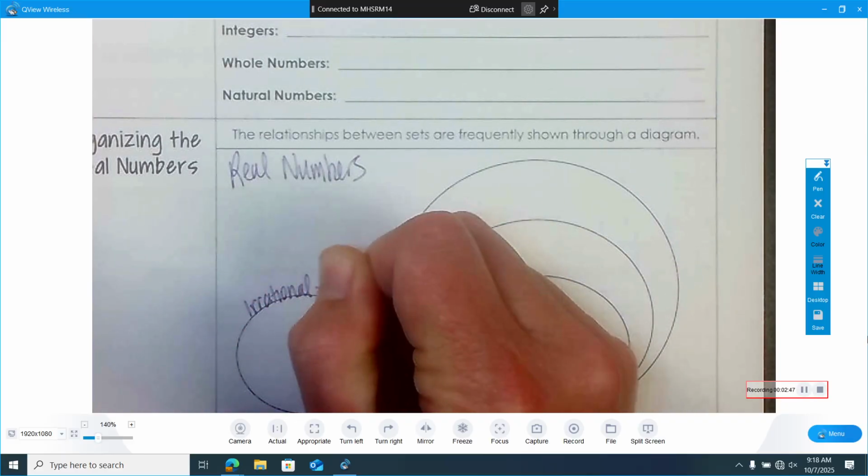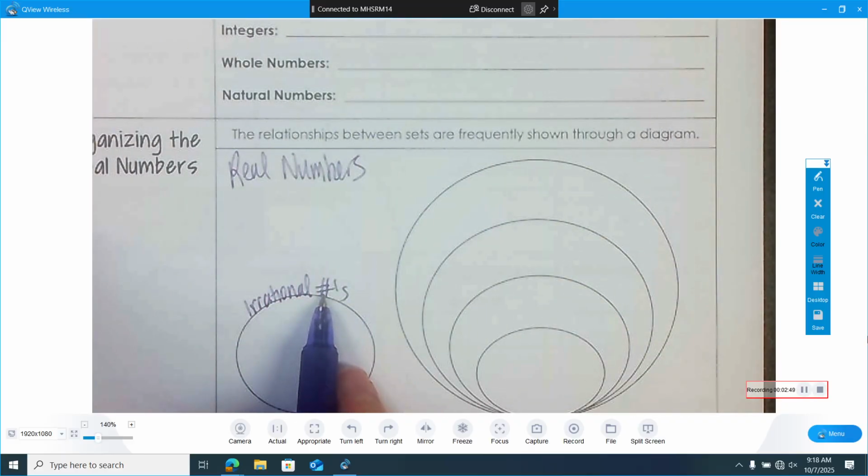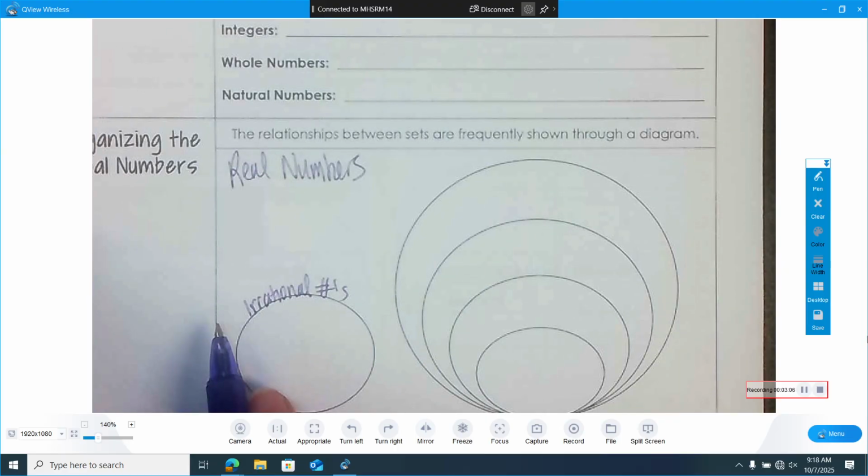Irrational numbers. I'm going to use this symbol. That's the symbol for numbers. I know you might know it as a hashtag, but it's really the number symbol. We've been using it for years and years and years. And then one generation appropriated it as a hashtag and ruined math. No, just kidding.